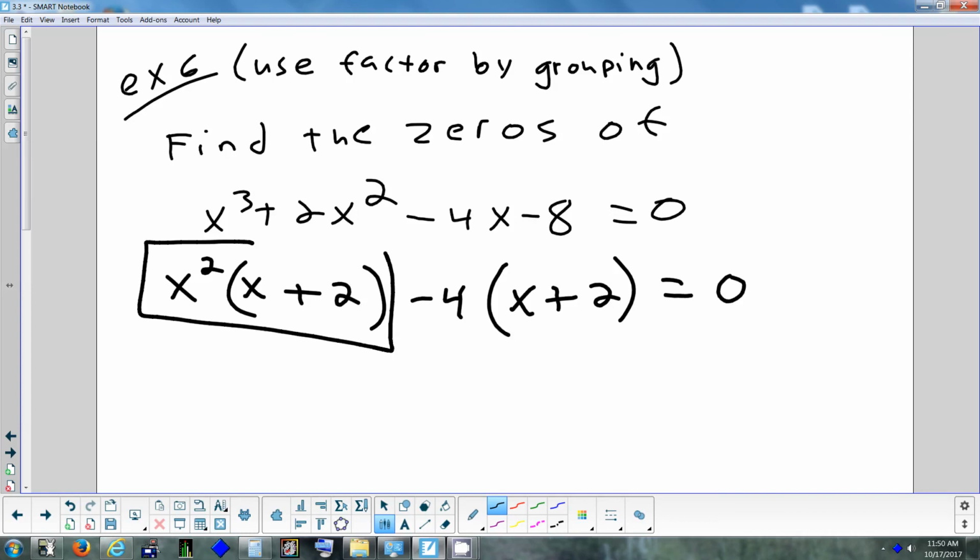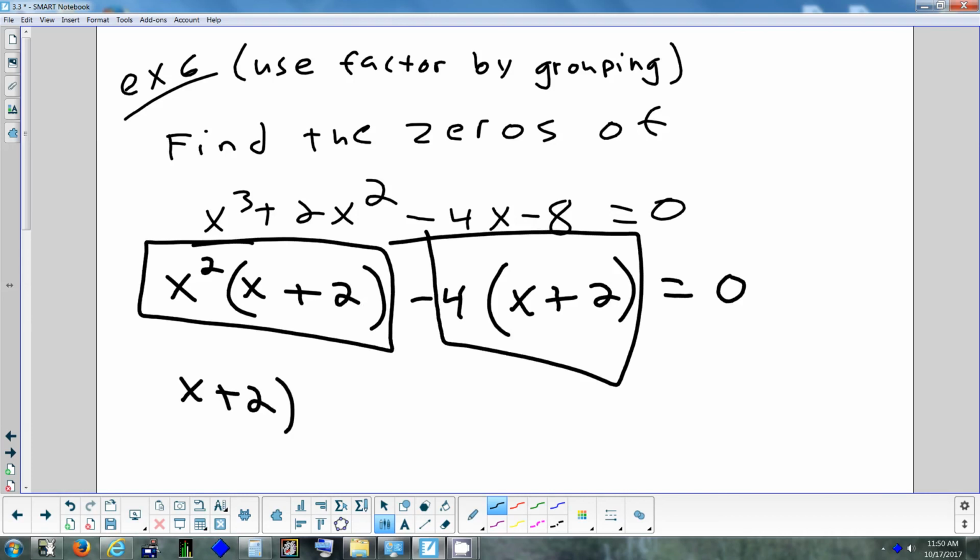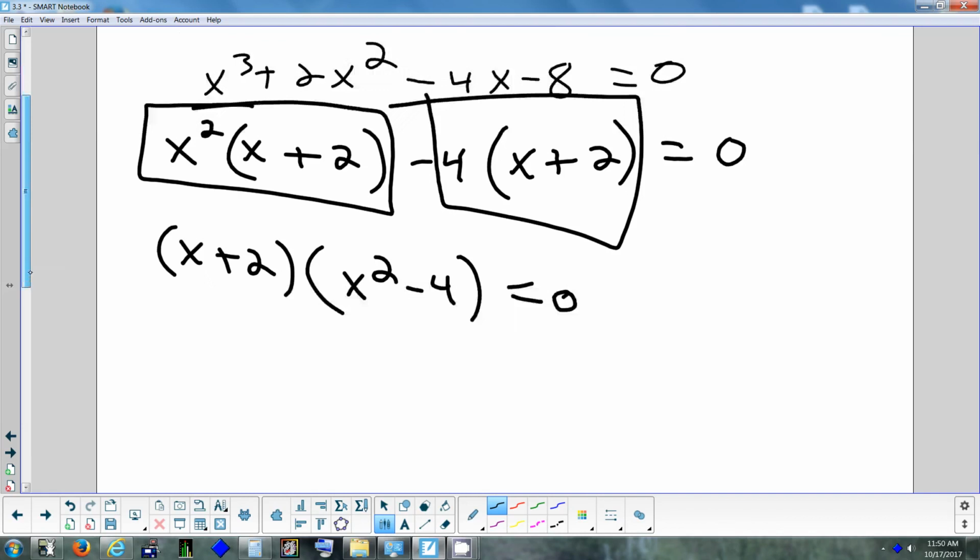Now, look at what I put a box around there and there. What does each box have in common now? They each have an x plus 2. Okay, so now you're going to factor that out. If you take x plus 2 out of the first box, what's the only thing left? X squared. And if you take it out of the second box, you're left with a minus and a 4. And now we're going to do what Evan just said. You have 2 factors. You set each one of them equal to 0.